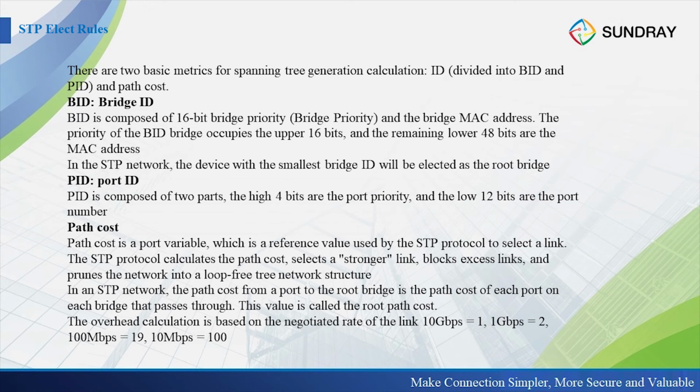And for the overhead, the calculation is based on the negotiated rate of a link. 10 gigabit is 1, and 1 gigabit is 2. 100 Mbps is 19, and 10 Mbps is 100.